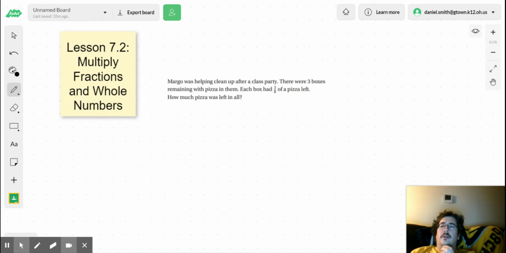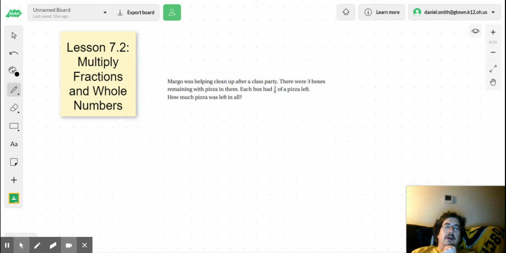Hey guys, I want to talk about lesson 7.2, multiply fractions and whole numbers. We'll start out with a word problem here. It says Margot was helping clean up after a class party. There were 3 boxes remaining with pizza in them. Each box had 3/8 of a pizza left. How much pizza was left in all?